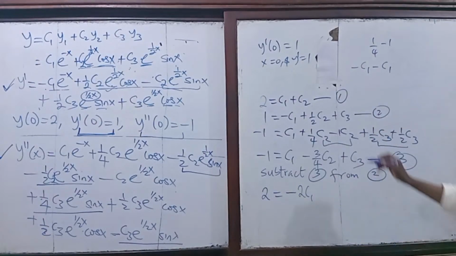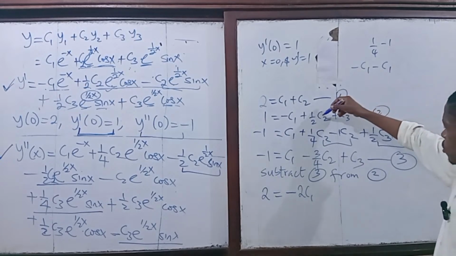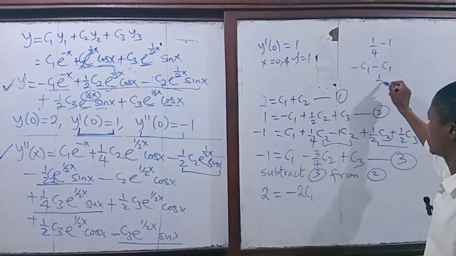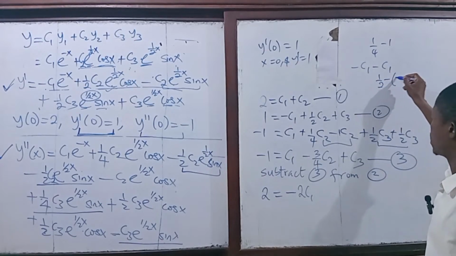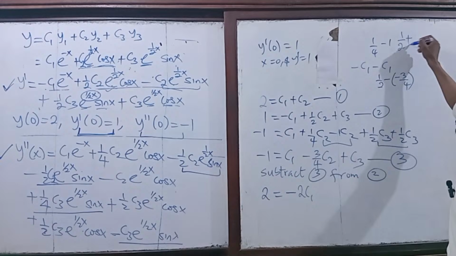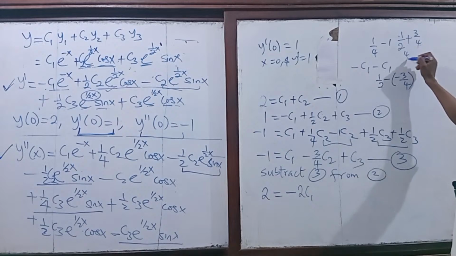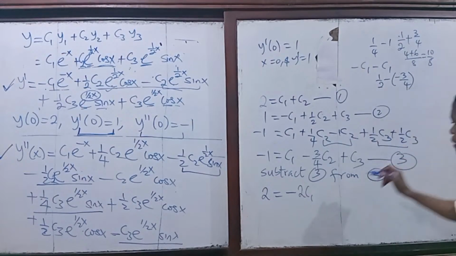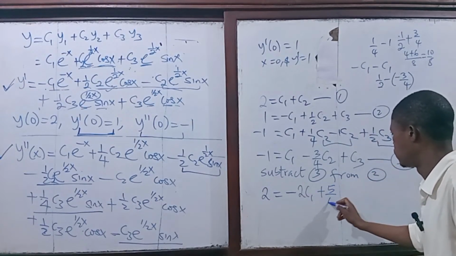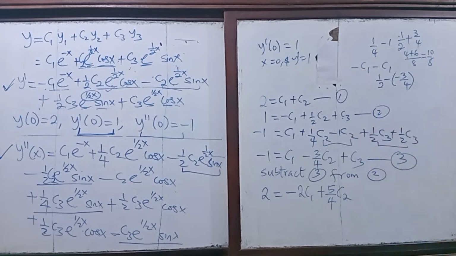Then C2. For the case of C2, 1 over 2, half minus 3 over 4. That will be half plus 3 over 4, which gives 4 plus 6 over 8, that's 10 over 8, and that's 5 over 4 C2. C3 minus C3 cancel. So I've gotten another equation, which I can say is equation 4.